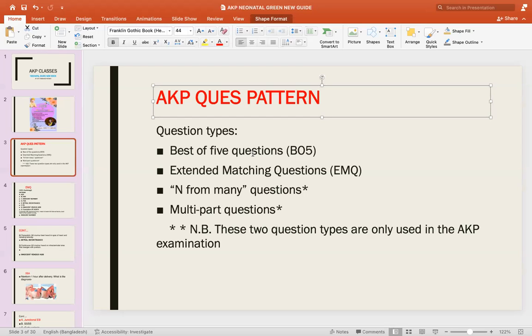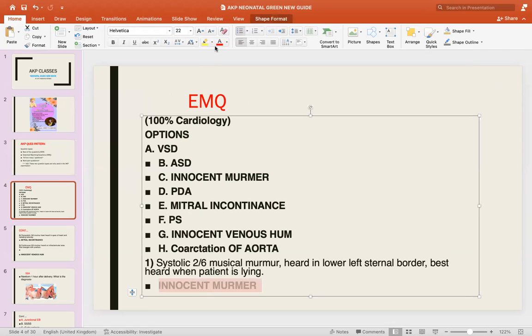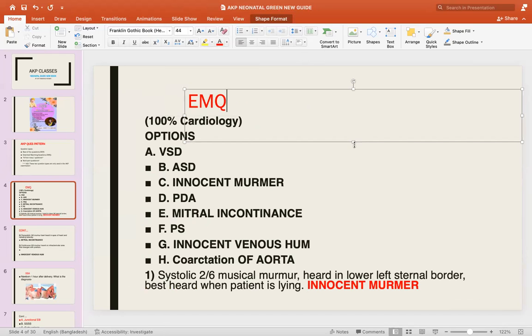Okay, very, very good. So now let us go to our EMQ. So this is a very, very common EMQ question in AKP. That is a EMQ, that is cardiology. It is a cardiology. Can you see the full screen? Please let me know if you can't see the full screen. Okay, this is a cardiology question.